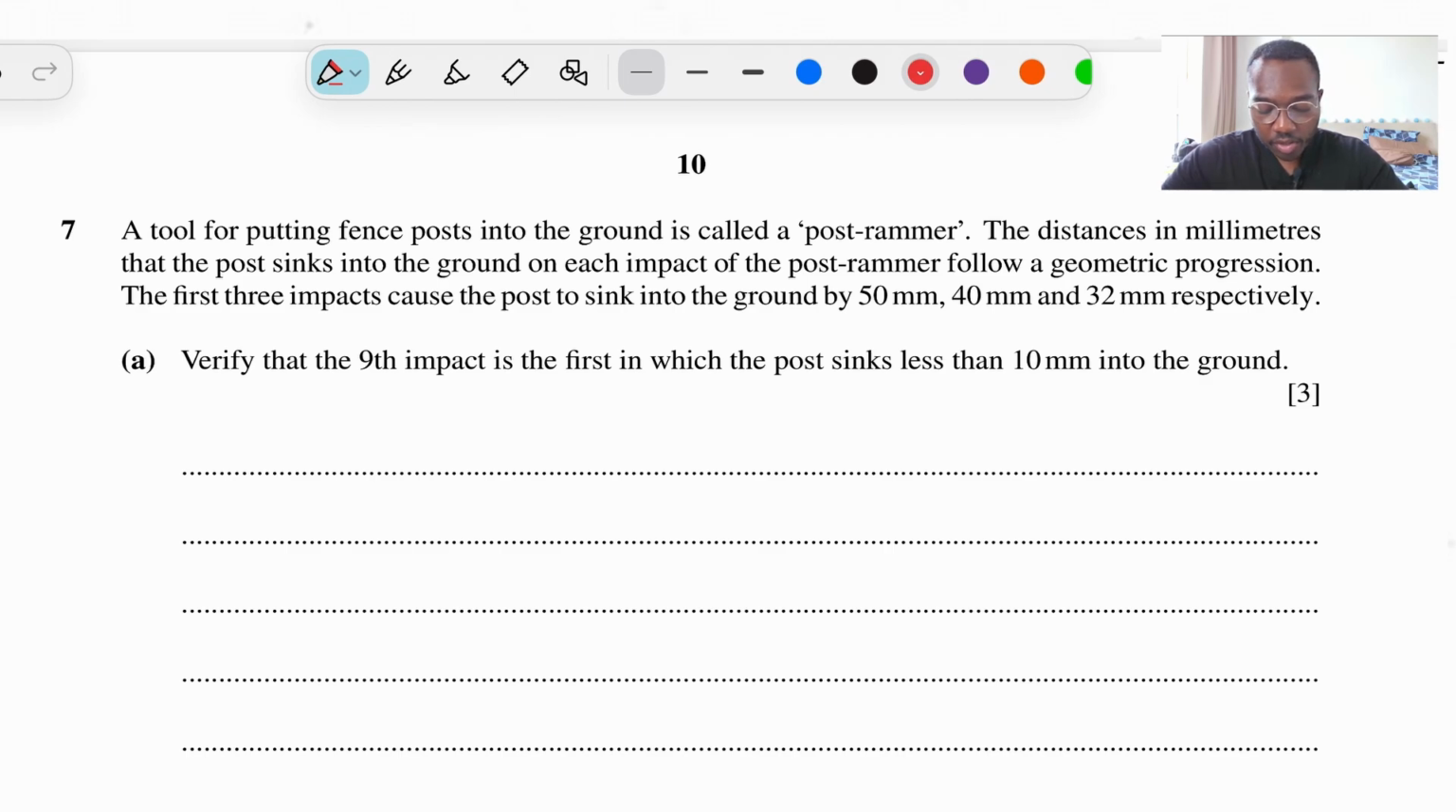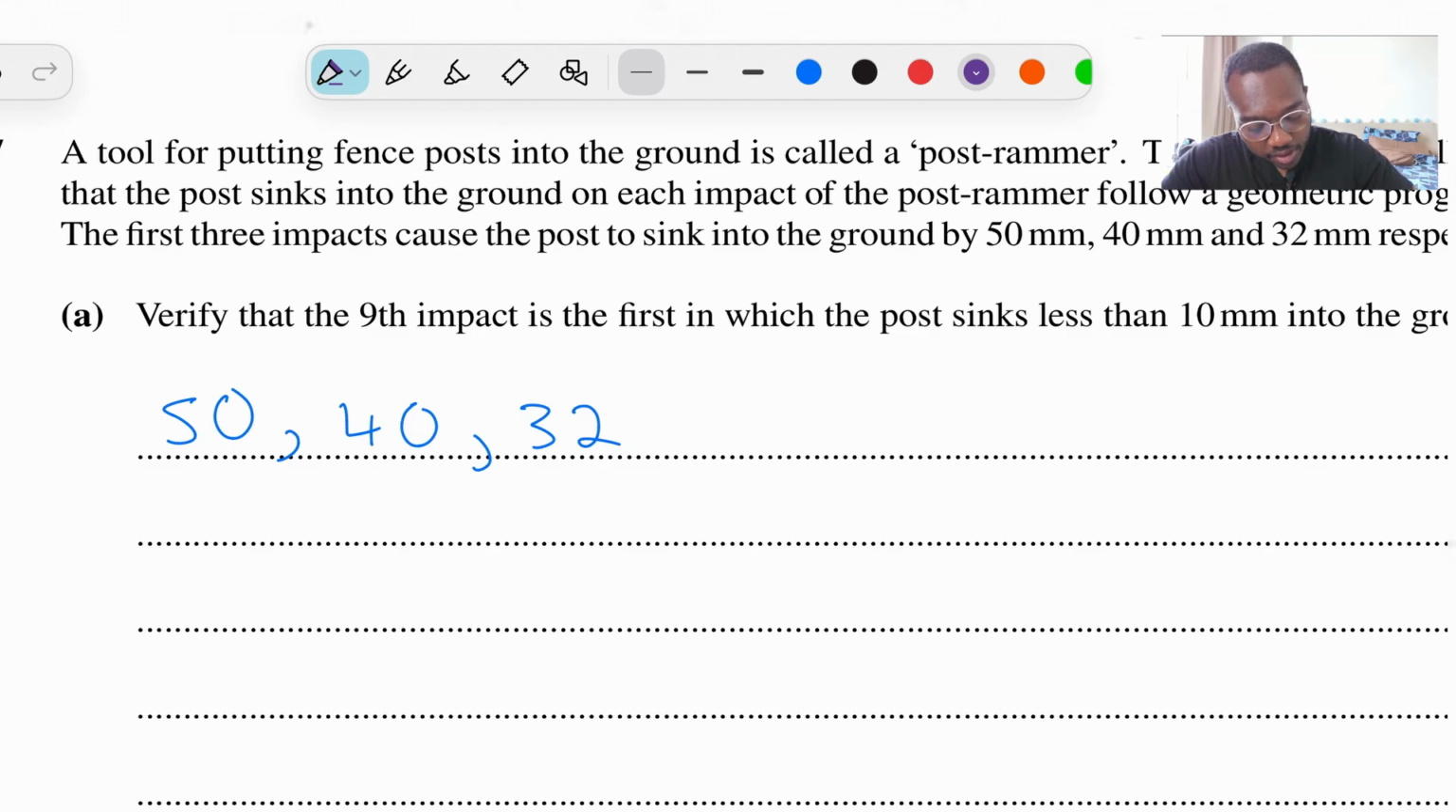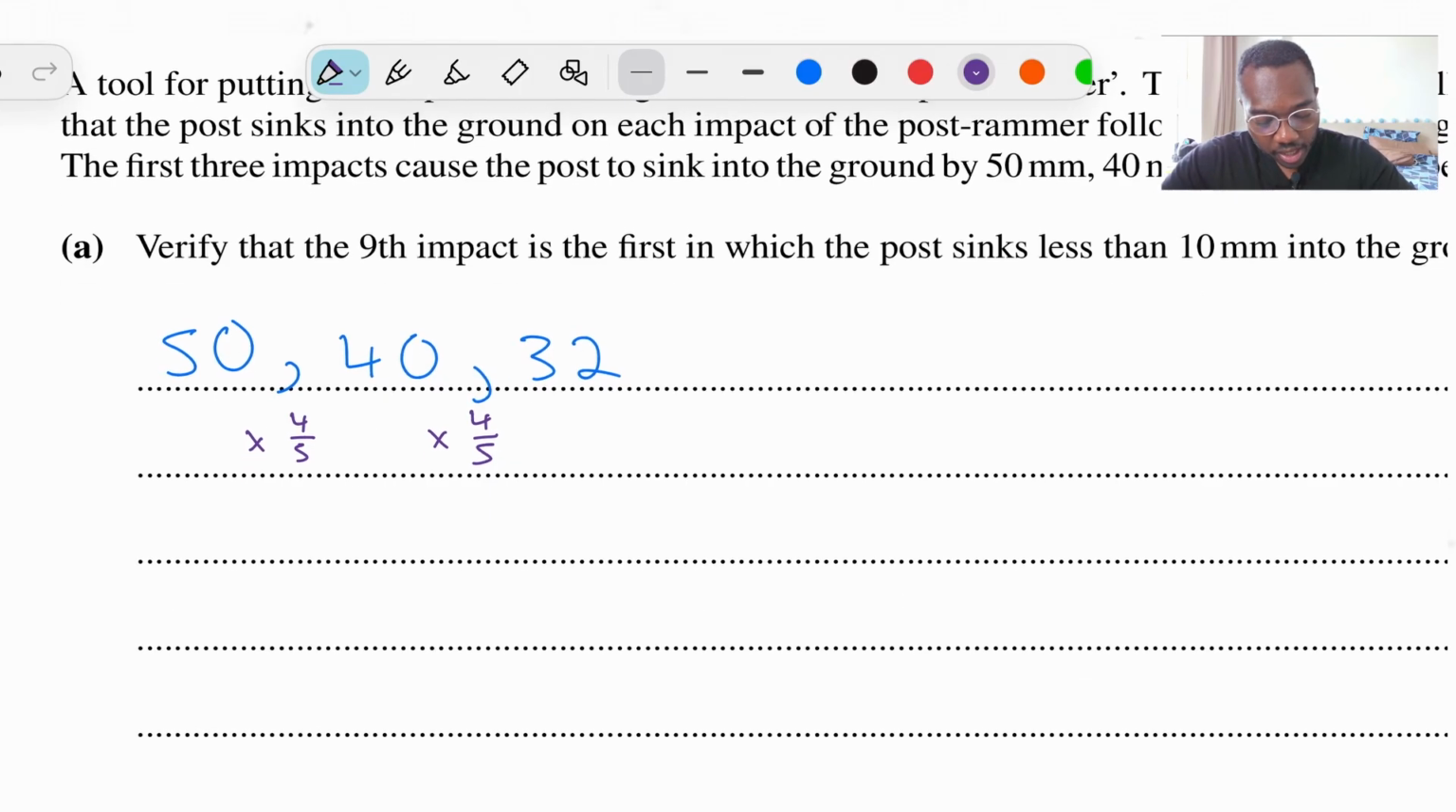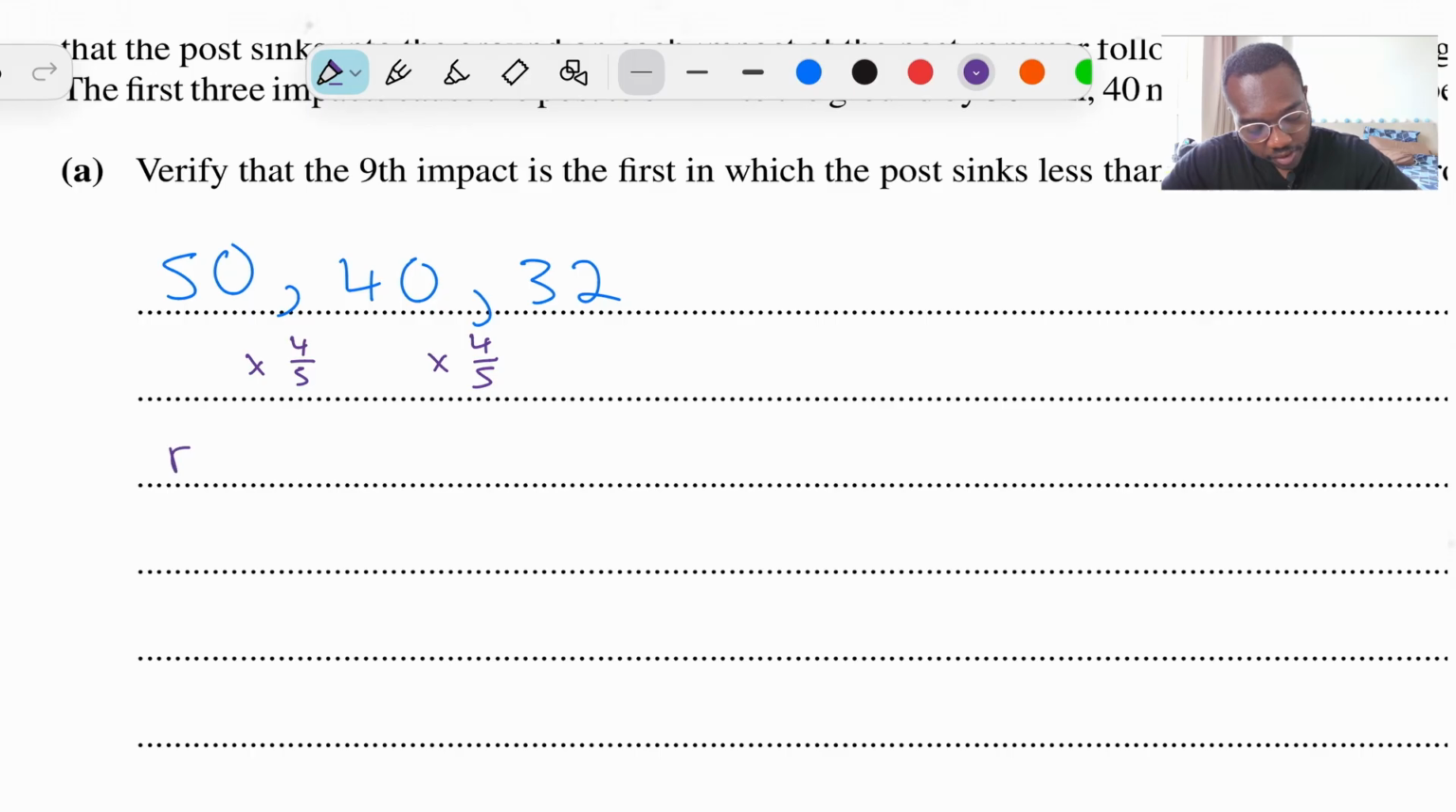Okay, so what I'm going to do is work out the eighth impact. But first, let's put this into a geometric progression. What do we know? The first impact is 50, the second impact is 40, and the third impact is 32. They said this models a geometric progression, so there should be a common ratio, a common multiplying factor. In this case, that would be 4 over 5, or 0.8. So we multiply by 4 over 5, and then again by 4 over 5. Therefore, our r value is 4 over 5.